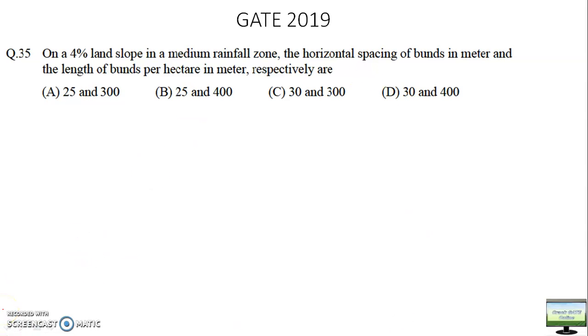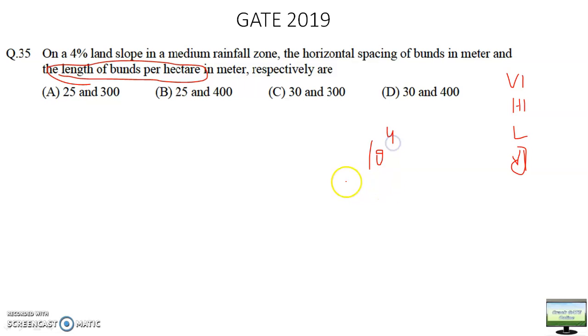Okay, so we will wrap up this session by solving this question. So till now you know what is the vertical interval, what is the horizontal interval, what is the length of bund per hectare, and how to calculate the vertical interval. So now see this question. So this is asking length of bund per hectare. So you know the formula 10 to the power 4 divided by horizontal interval. Okay, and the slope is given, and you need to calculate horizontal spacing also.